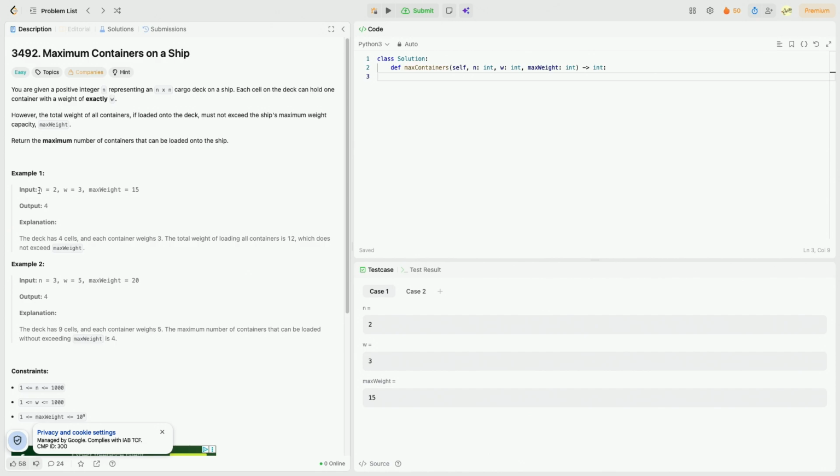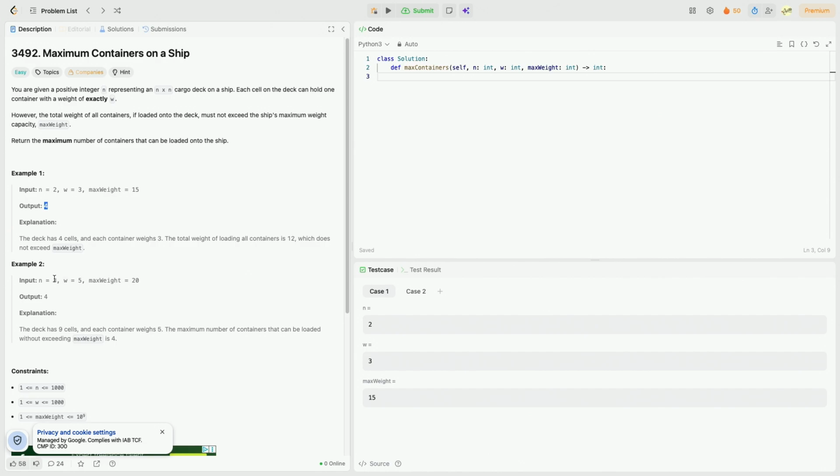So here we have two cells. The weight of a container is 3, and the max weight is 15. So the deck has 4 cells, right? 2 by 2. And each container weighs 3. The total weight of loaded containers is 12. So that's 4 times 3, that's 12, which does not exceed the limit. So the output is 4 containers.